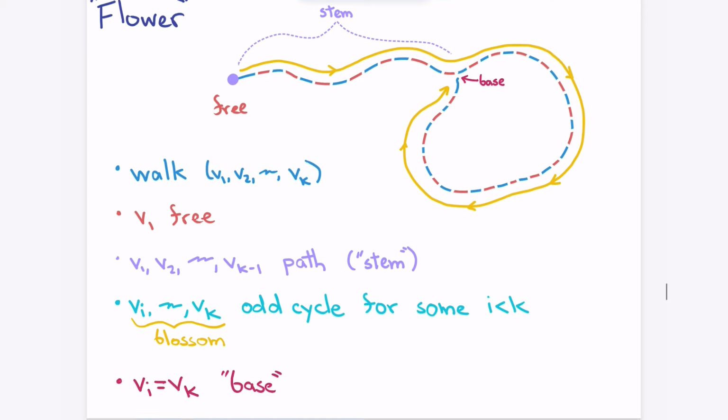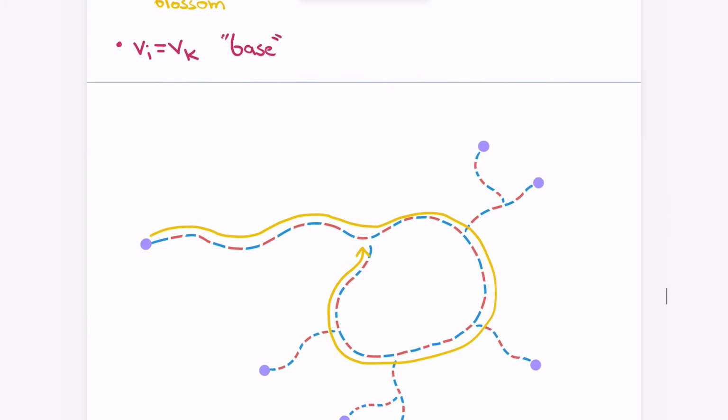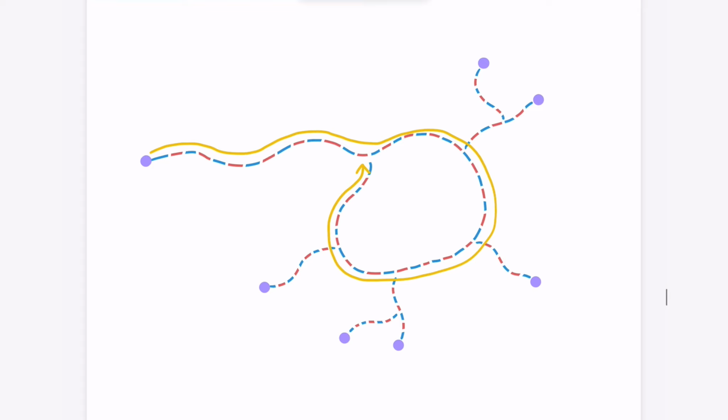All right, so you run your algorithm. It's alternating blue, red, blue, red, blue, red. It finds an odd cycle. What do you do?